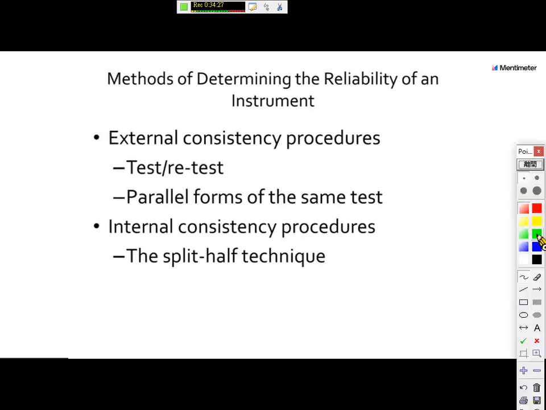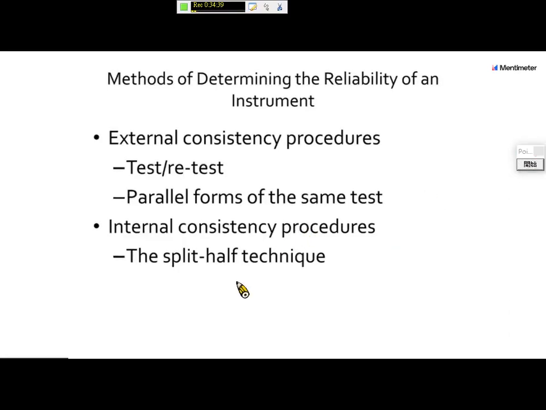An alpha level greater than 0.7 is regarded as reliable. But there is a further technique you will learn in the future. But it is the split half technique. Okay.